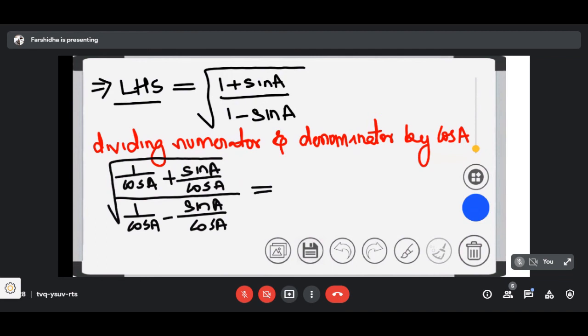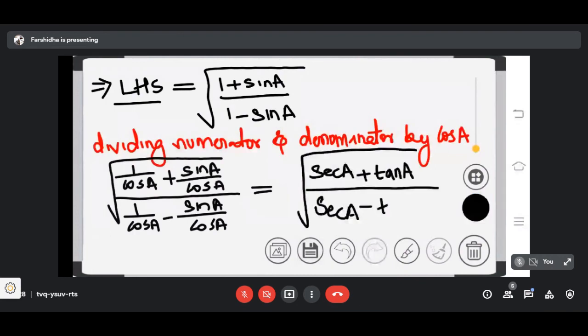Right? Root of, right, sec A plus sin A by cos A, tan A. Minus sin A by cos A, tan A. So I got root of sec A plus tan A divided by sec A minus tan A.